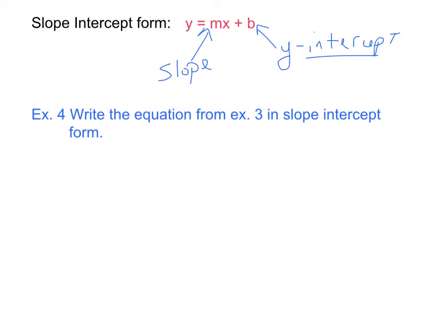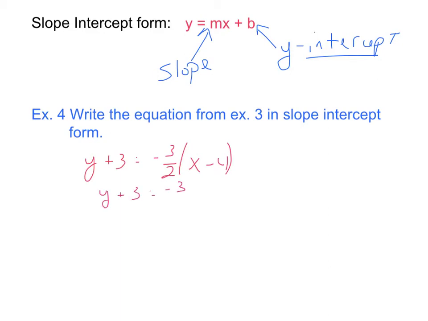Okay? So for the next example, let's go back to the equation that we had in example number 3, which was y plus 3 equals -3/2 times x minus 4. And let's convert that to slope-intercept. Notice slope-intercept is nothing more than solving for y, getting y by itself. So if we start here, we distribute.